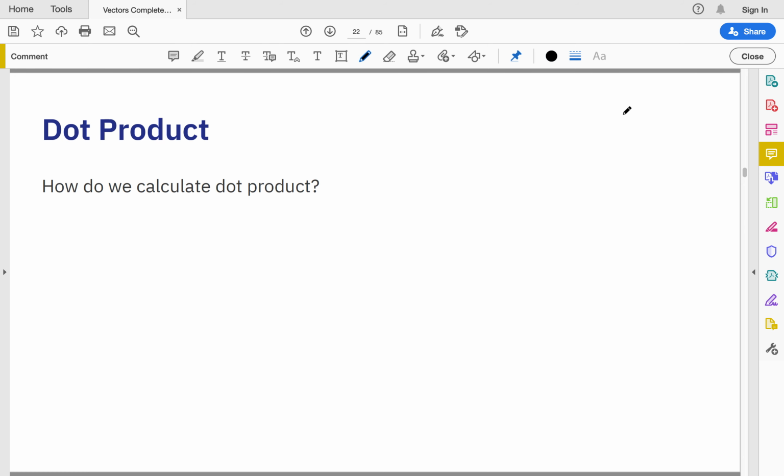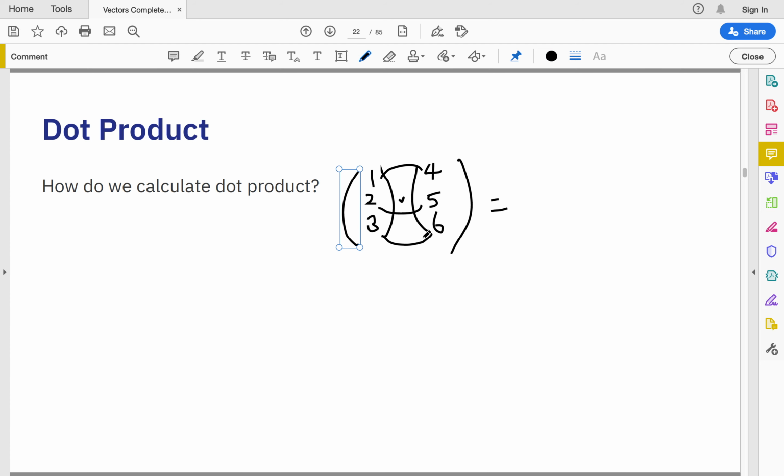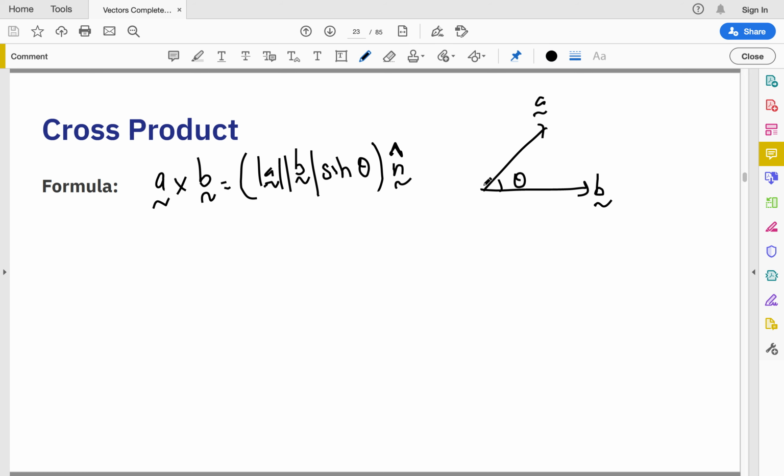So the burning question we must all have now is, how do we calculate this funny thing called dot product? It turns out that it's actually very simple. If we have, say, two vectors, 1, 2, 3, and 4, 5, 6, all we do is take each pair of numbers and multiply them together. So we get 4, 10, and 18, and we just add it all up together. So we get 32. So the dot product of these two vectors is simply 32.